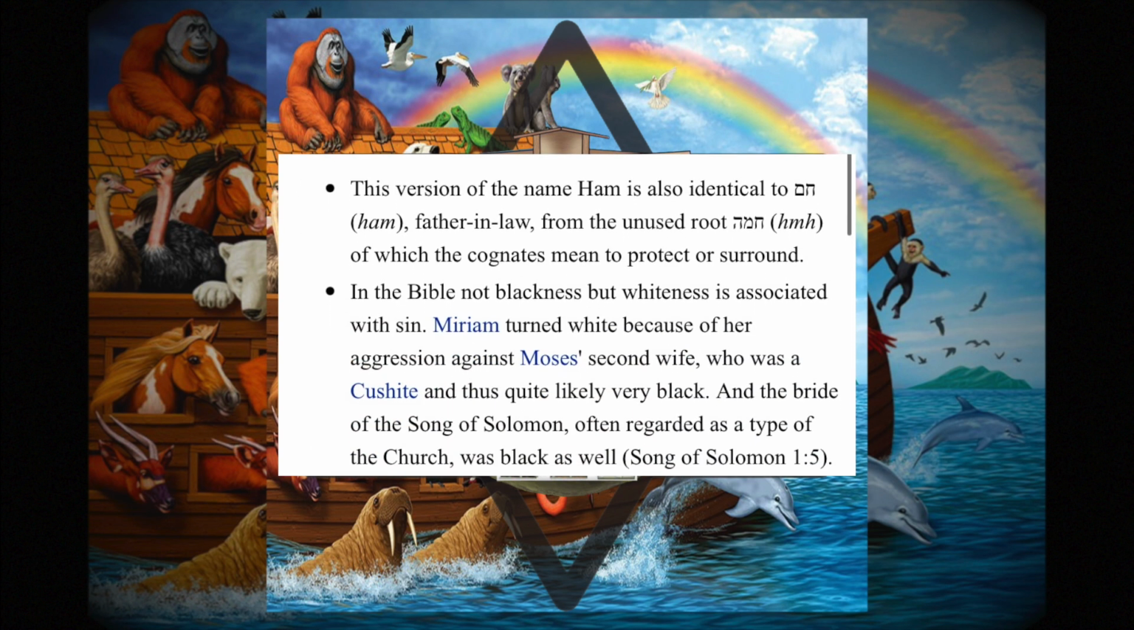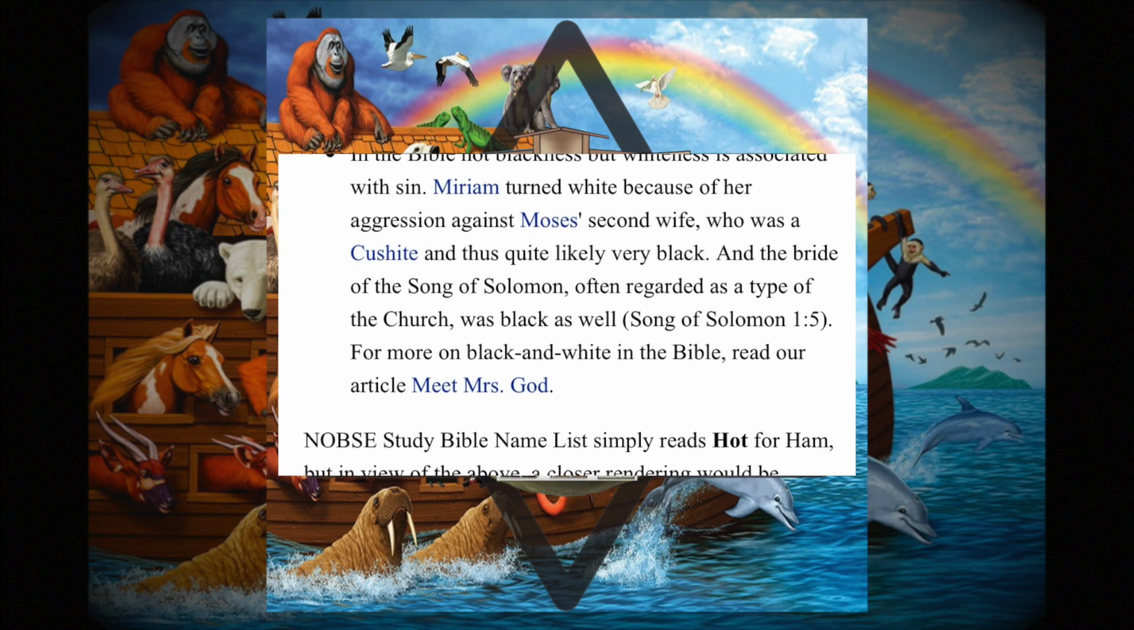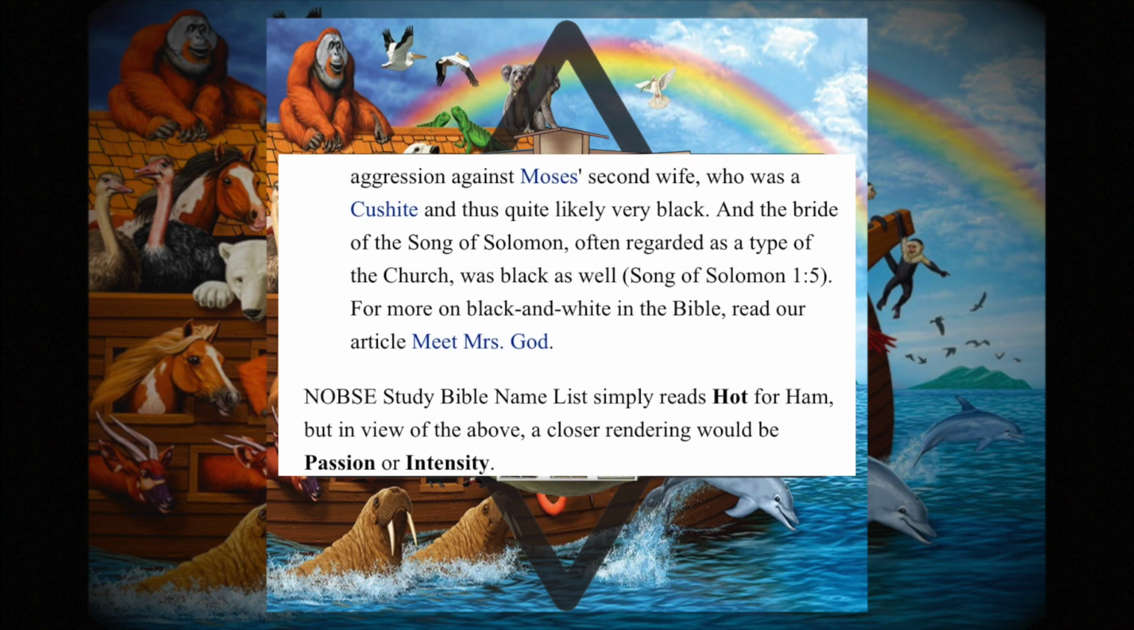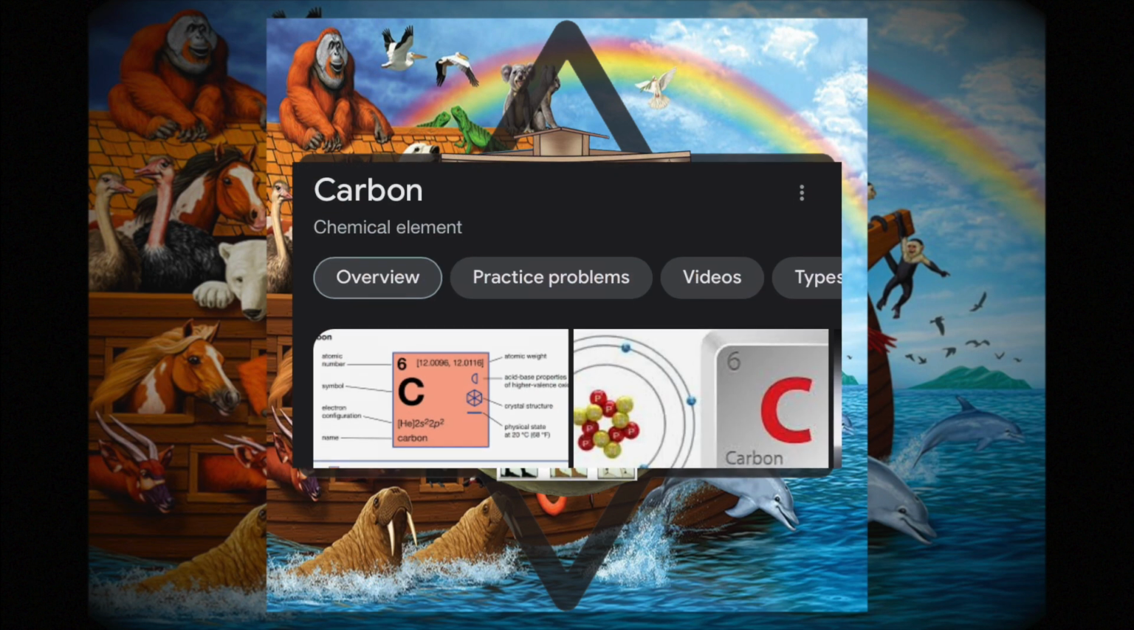And the bride of the Song of Solomon, often regarded as a type of the church, was black as well. Song of Solomon 1:5. The NOBSE Study Bible name list simply reads hot for Ham, but in view of the above, a closer rendering would be passion or intensity.